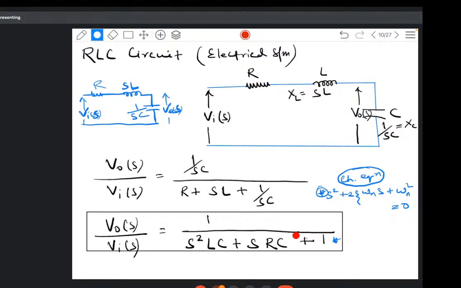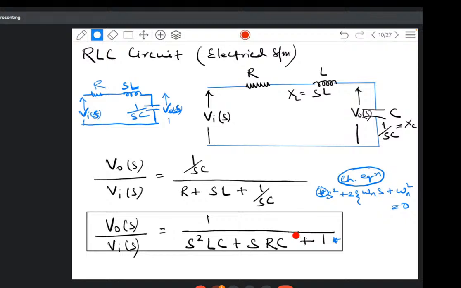Then we have seen how to represent the value of S, that is S equal to j omega, how to plot S equal to j omega, how to plot S equal to sigma plus j omega, how to plot S equal to minus sigma plus j omega. And we have seen that S equal to minus sigma plus j omega, which is the attenuating oscillation, is accepted for the second order system, because in that case only I can do the transient response analysis. Then we have seen the characteristic equation of the standard second order system, that is S square plus 2 zeta omega n S plus omega n square equal to 0.